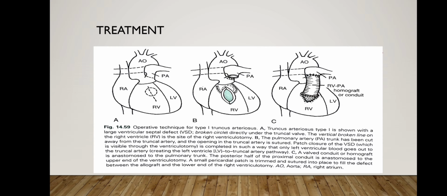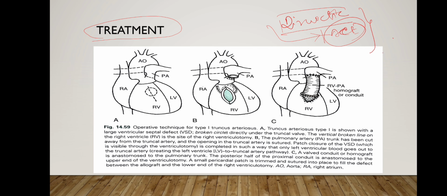Now the treatment part. Before going to the treatment of persistent truncus arteriosus, the diagnosis is done by echocardiography, and in every patient we have to do cardiac catheterization to see the carotid artery origin and coronary artery origin. Now the treatment. Before the surgical treatment, the medical treatment: if the pulmonary blood flow is increased, we have to decrease the heart failure by giving furosemide, that means diuretics, to decrease the preload, and also ACE inhibitors to decrease the afterload. So this is the medical treatment.